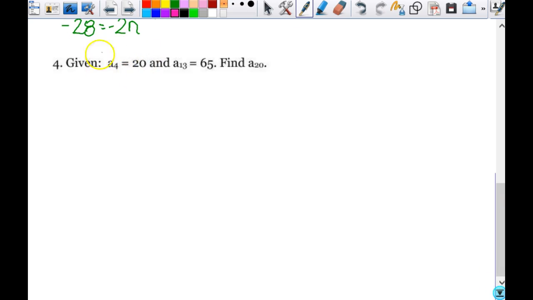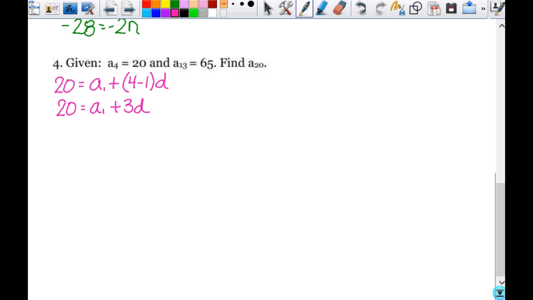So I'm going to take this term, and so a sub 4 is 20. That's equal to a sub 1, which I don't know, plus n, which is 4, minus 1 times d, which I don't know. Everybody with me so far? So I'm just going to make this 20 equals a sub 1 plus 3d. But I have two unknowns.